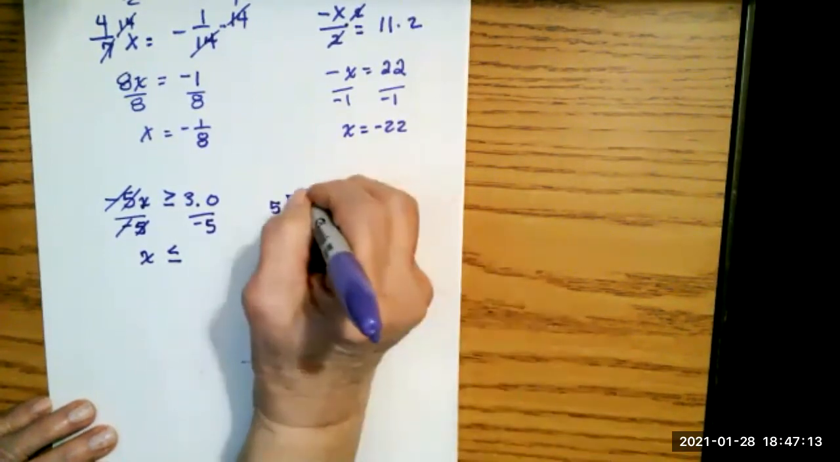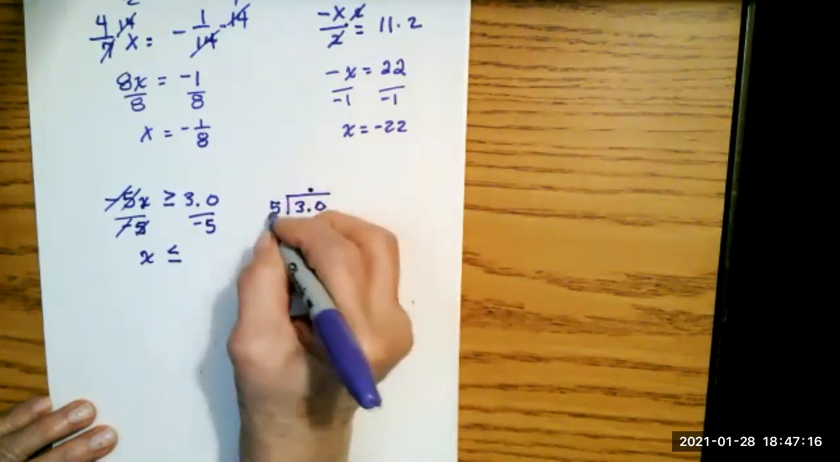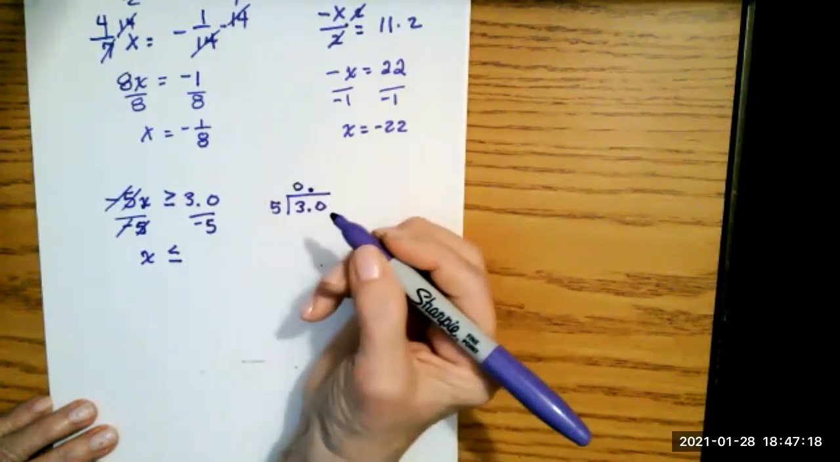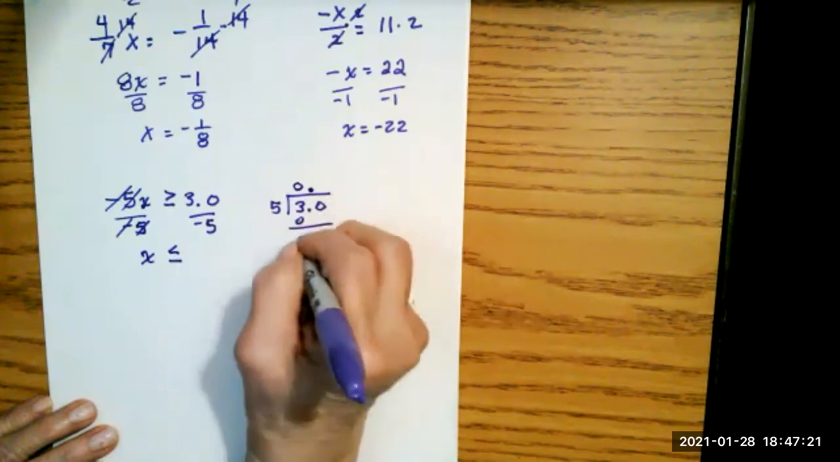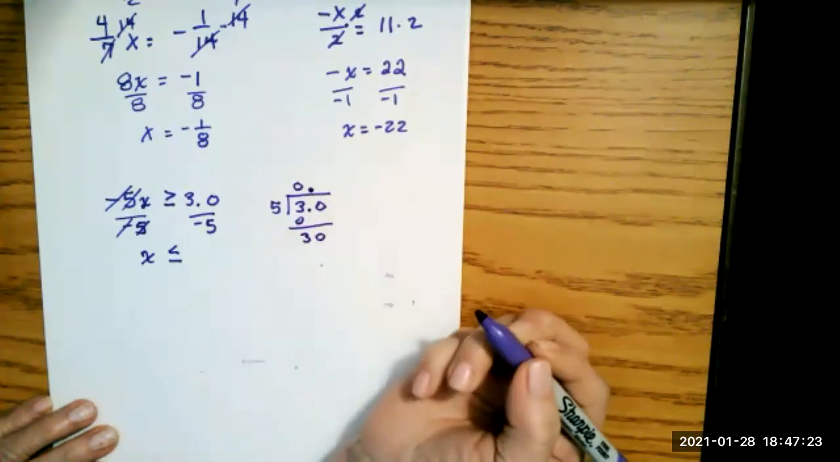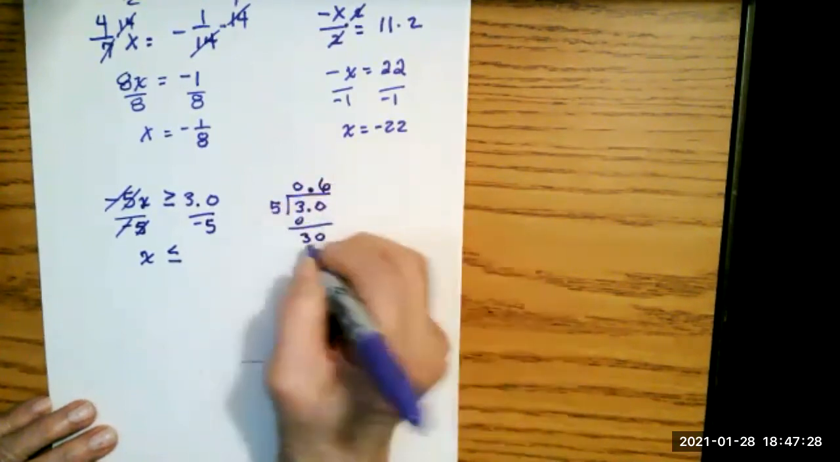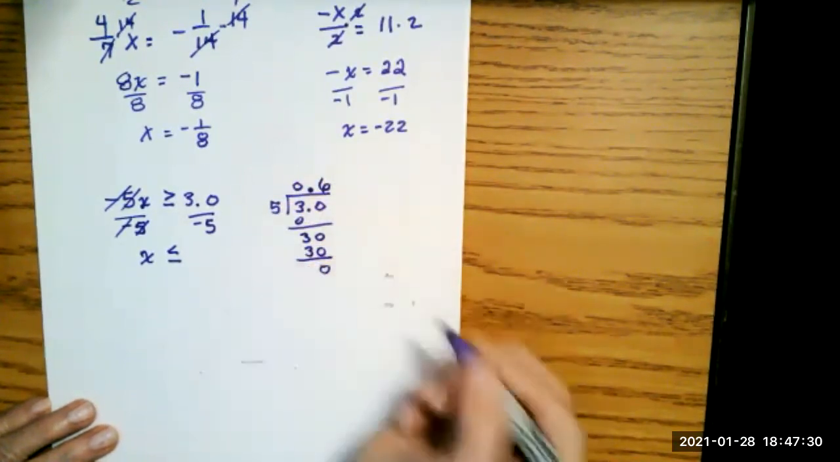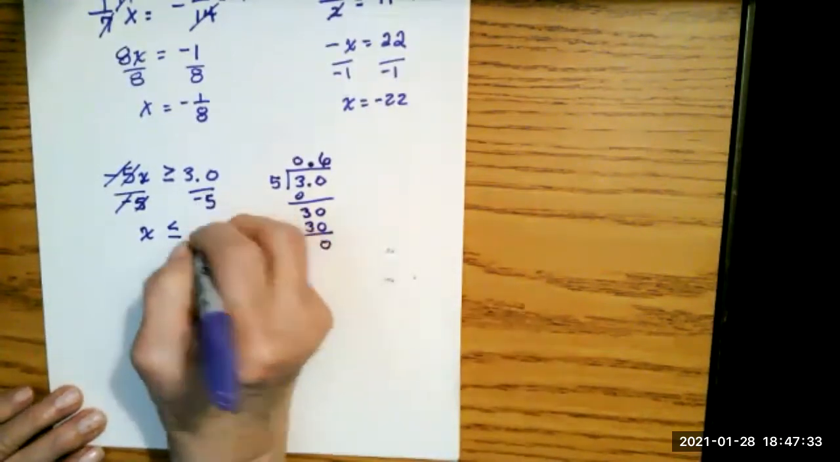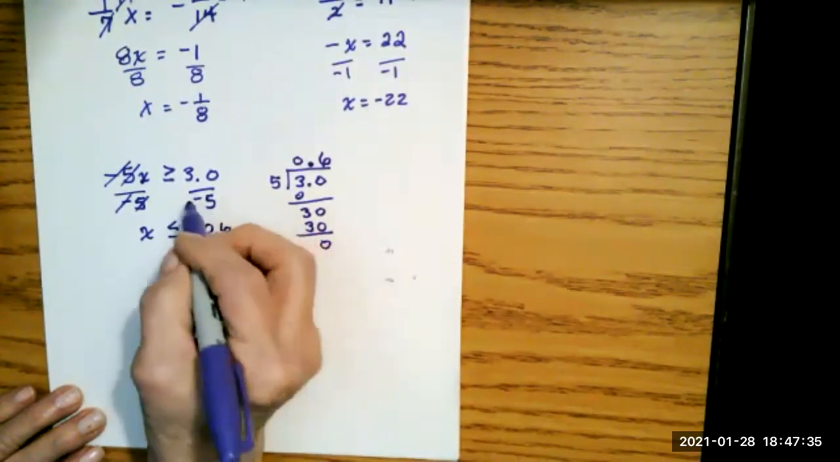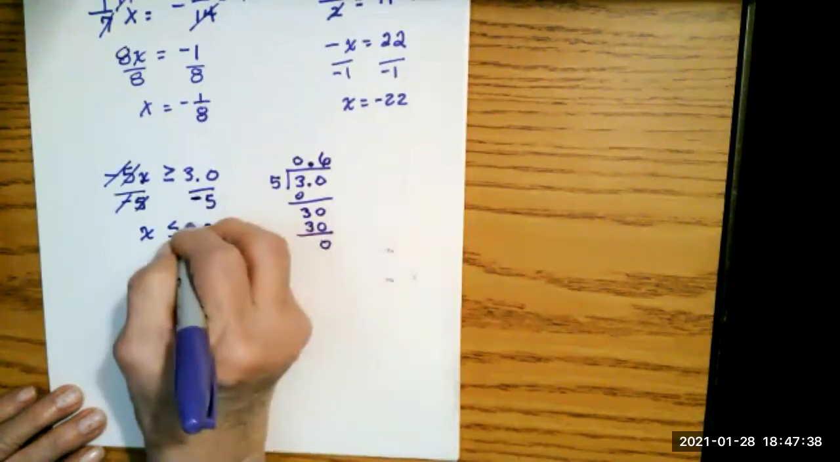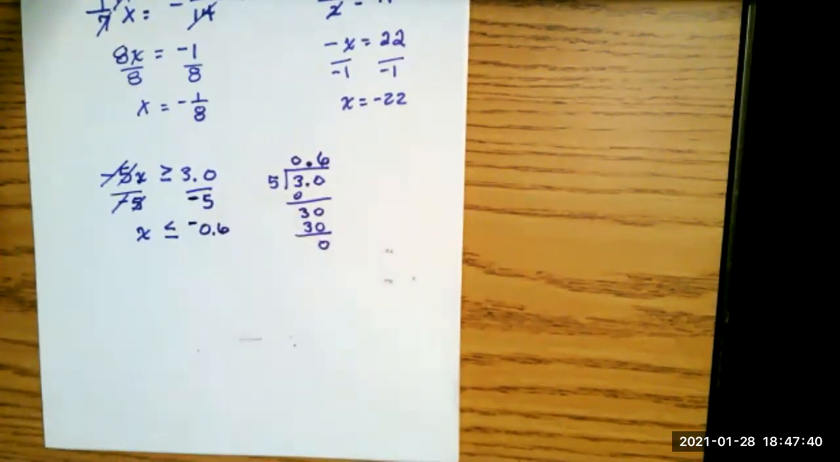So if I put my 0 up here, 5 will go into 3 0 times, and 0 times 5 is 0, so you have 30 when you bring it down. Now divide 5 into 30, which goes 6 times. 6 times 5 is 30, and you have a 0 remainder. So this answer is 0.6, but because it has a negative 5, a positive divided by a negative makes a negative 0.6. And I got it wrong because I thought I had to put it in fraction form.